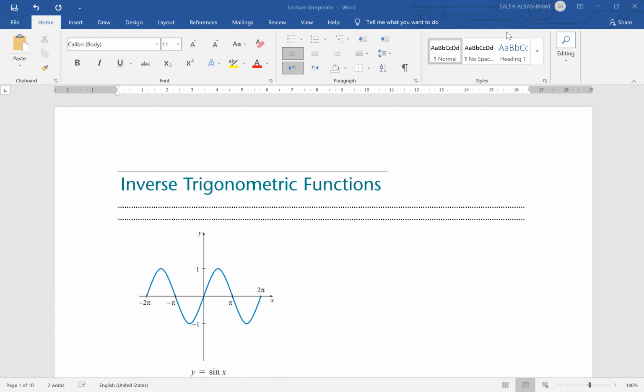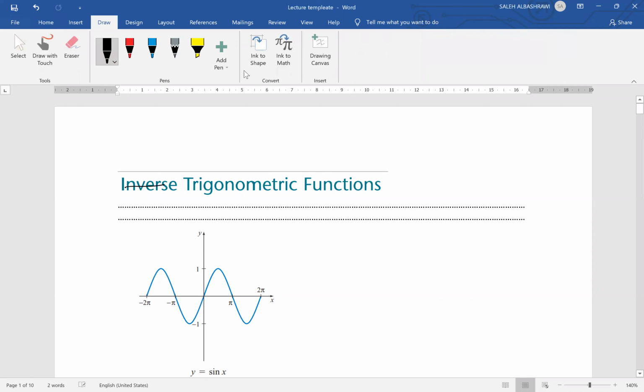Today we are going to speak about the inverse trigonometric functions. So we have to focus on this term, inverse of trigonometric functions. For the inverse functions, as we have discussed before, we have some conditions to find an inverse function. For a function to have an inverse, it must be a one-to-one function.